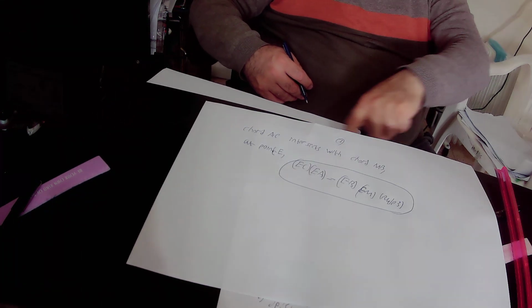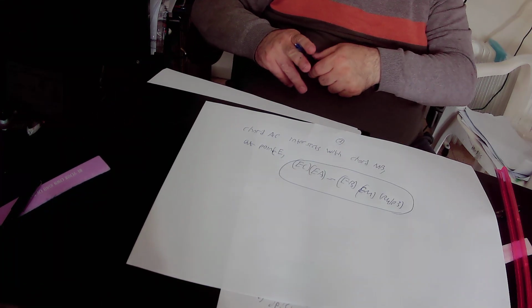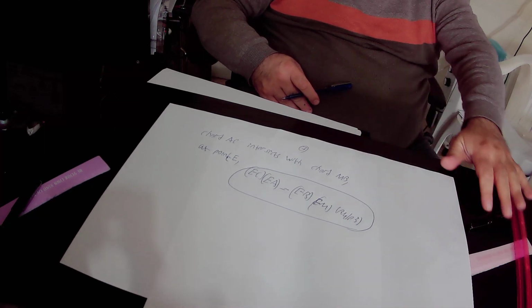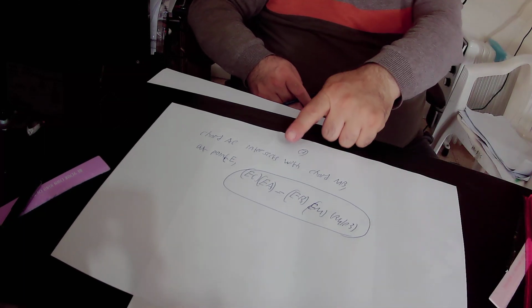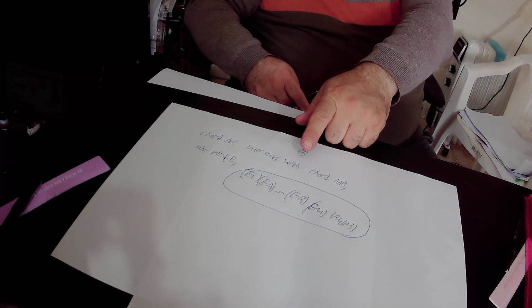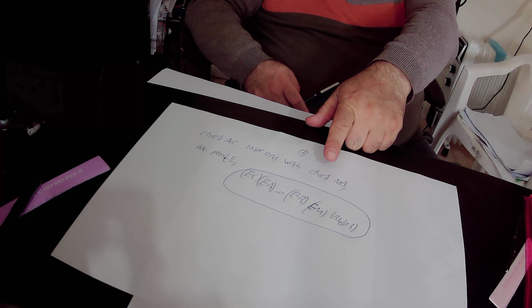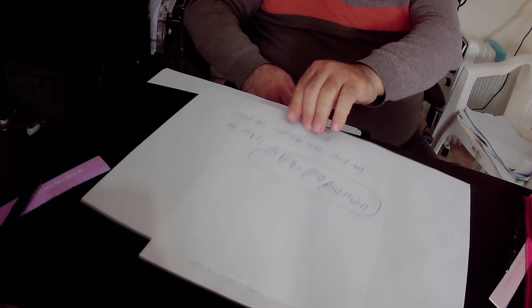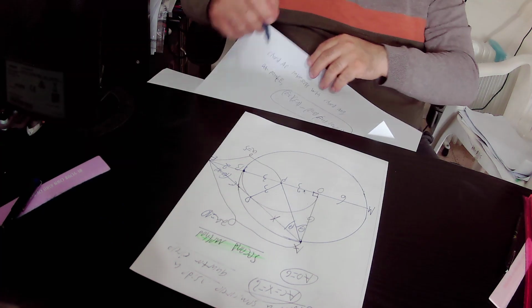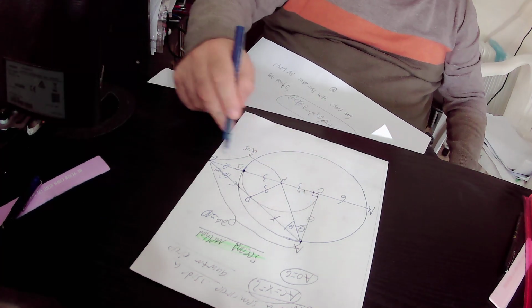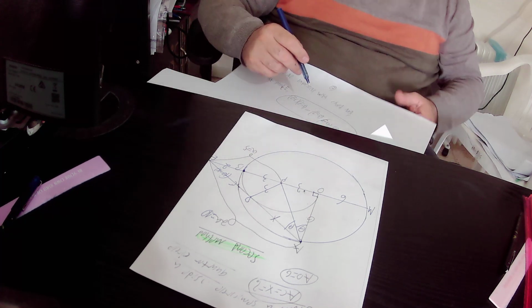I'll repeat again. According to rule number 3, in our drawing, EC times EA equals EB times EM. Again, EC times EA equals EB times EM.